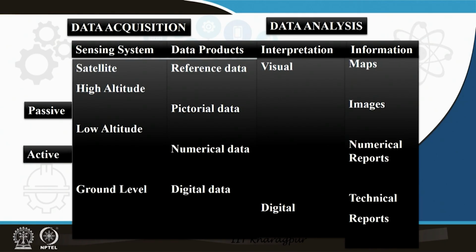And the fourth step is providing an output to the user. It can be a map, it can be images, numerical reports, or technical reports. Depending on what category of users you are trying to give the information to, it depends on such users for their analysis. So, you will give that kind of information.